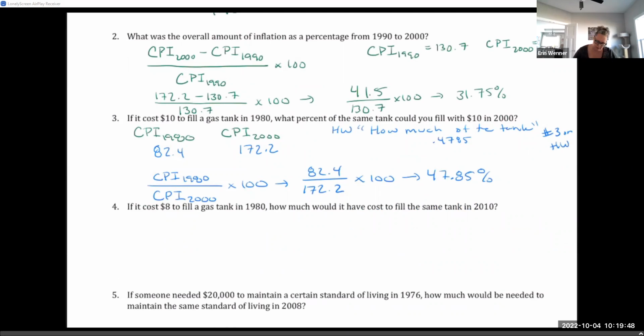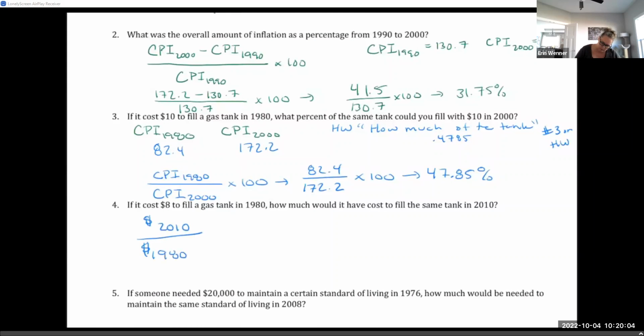In order to solve for this, we're going to set up a proportion that says money in 2010 to money in 1980 equals the CPI in 2010 as compared to the CPI in 1980. This formula is coming from the section on the previous page where it says adjusting prices for inflation.